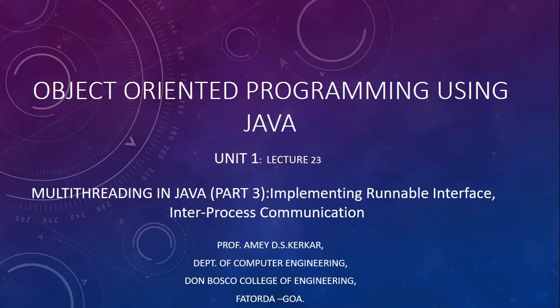In this lecture, we are going to see how to implement the Runnable interface. Runnable interface is just another way of creating a thread. In our previous lectures, we have already seen using the Thread class in the package java.lang. Now for this lecture we shall see how we can implement this Runnable interface to create a thread. This is a second way of creating a thread. Thereafter, we shall see what is inter-process communication and how this is carried out between the different threads.